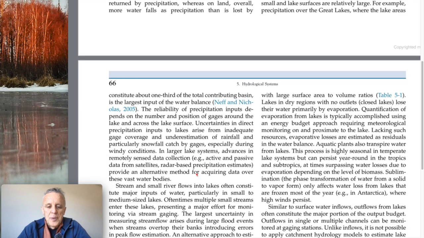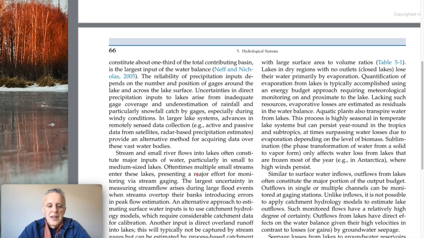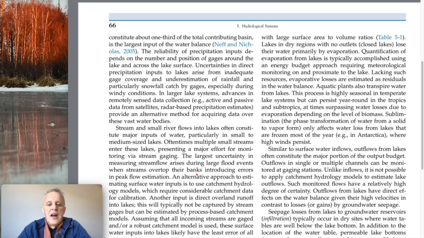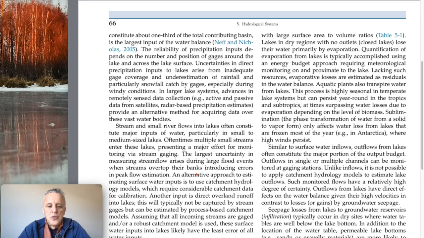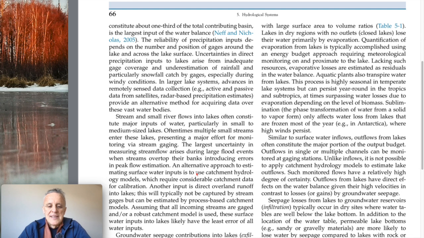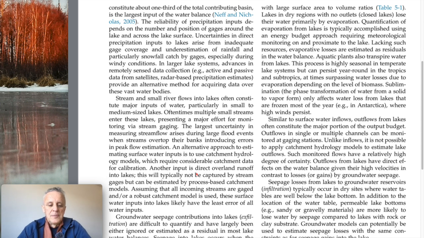The reliability of precipitation inputs depends on the number and position of gauges around the lake and across the lake surface. Uncertainties in direct precipitation inputs to lakes arise from inadequate gauge coverage and underestimation of rainfall and particularly snowfall catch by gauges, especially during windy conditions. In larger lake systems, advances in remotely sensed data collection, for example, active and passive data from satellites and radar-based precipitation estimates, provide an alternative method for acquiring data over these vast water bodies.